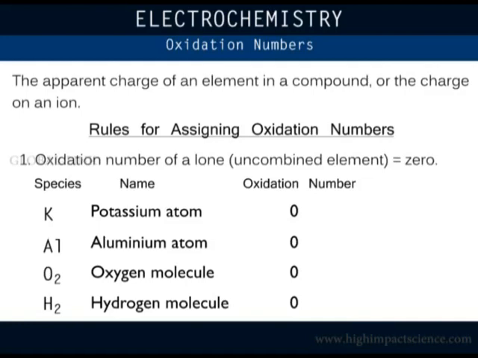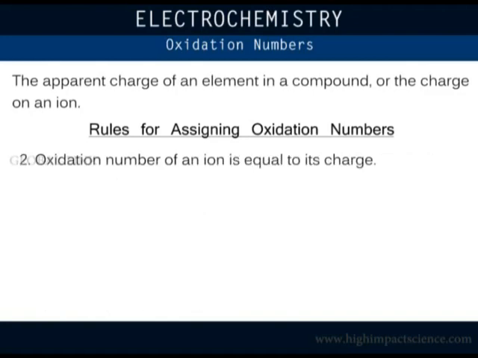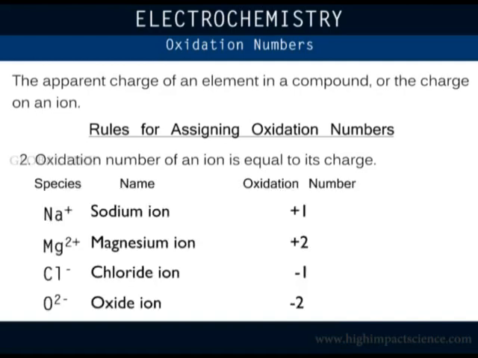Number 2, for ions, the oxidation number is equal to the charge on the ion. And so sodium ion has an oxidation number of +1, magnesium ion has an oxidation number of +2, chloride ion has an oxidation number of -1, and oxide ion has an oxidation number of -2.